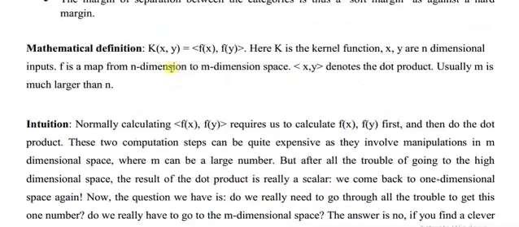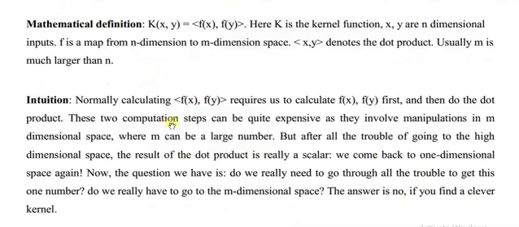Here we have a kernel function of x comma y, where x and y are in n dimensions, and we need to transform this n dimension to m dimension through the mapping f. Normally, calculating the dot product of f of x and f of y requires us to first find f of x and f of y, and then do the dot product.